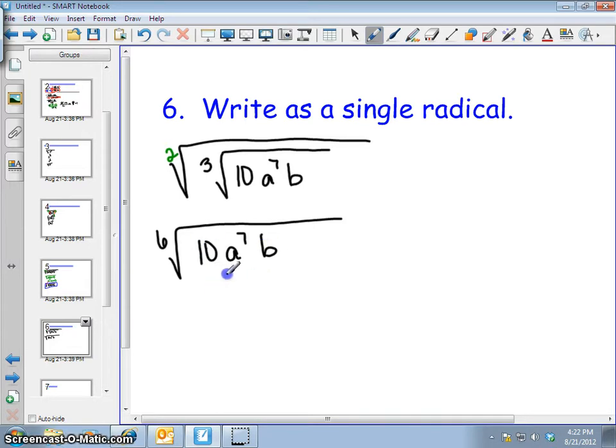10 does not have a 6th root. However, a to the 7th does. The shortcut here is to take the index and see how many times it will go into the power. It goes in there one time, so we bring out a to the 1st power on the outside of the radical. And then we keep that 6, we keep the 10, we have a to the 1st left over, and b to the 1st is still in there. So what happens is we take 6 into 7, it goes in one time, and the remainder is 1, and the remainder is left over inside the radical.